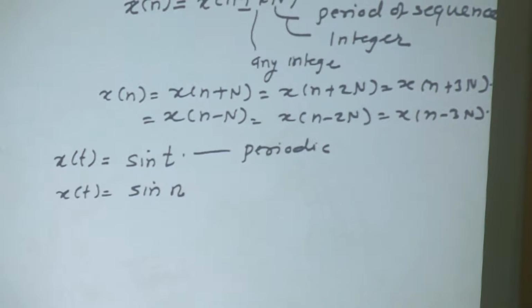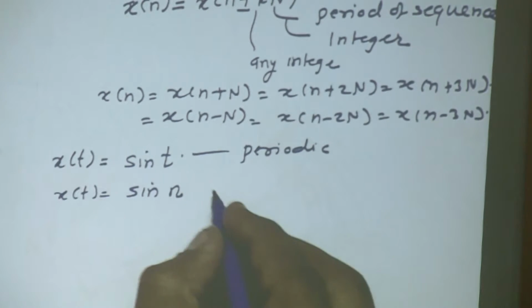Sine of n is constant? No, n is varying. Sine 0, sine 1, sine 2, sine 3, sine 4, sine 5, sine 6, sine 7, sine 8, sine 9, and so on. So sine n is aperiodic.